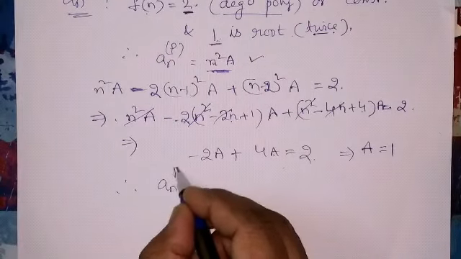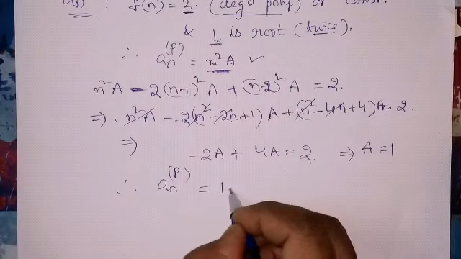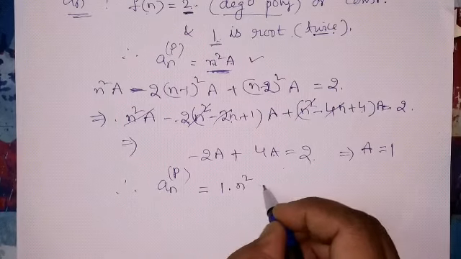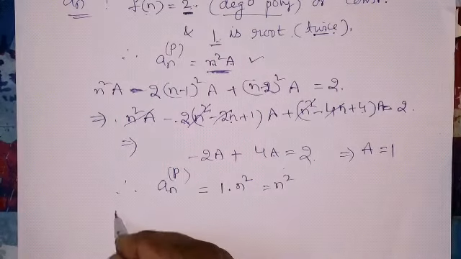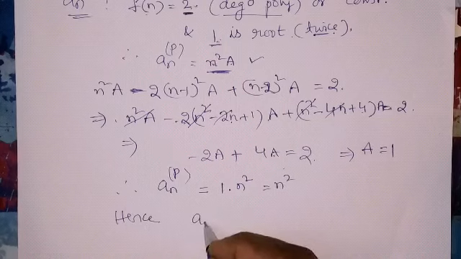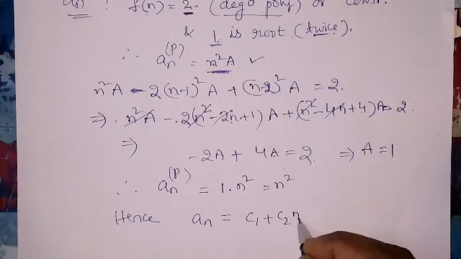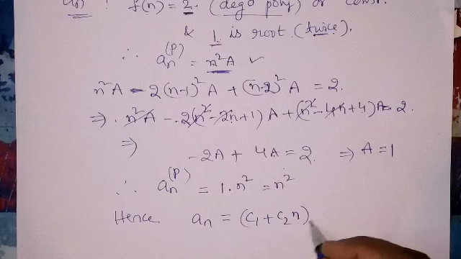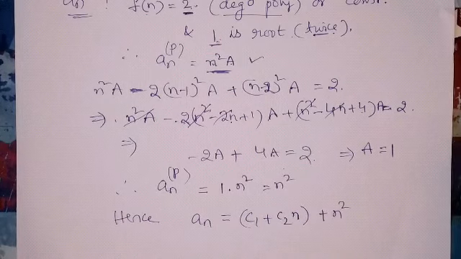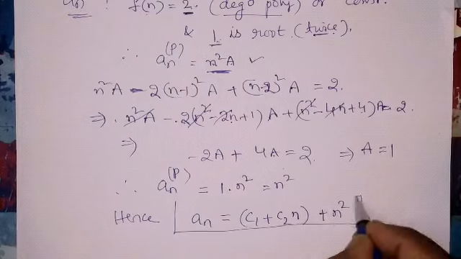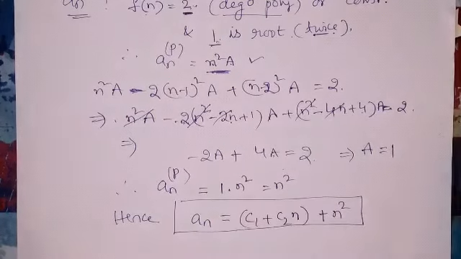Therefore, the particular solution is constant 1 into n square, it is n square. Hence we write the solution as a_n is equal to c1 plus c2 n plus n square. This is the required solution of the given problem. Thank you.